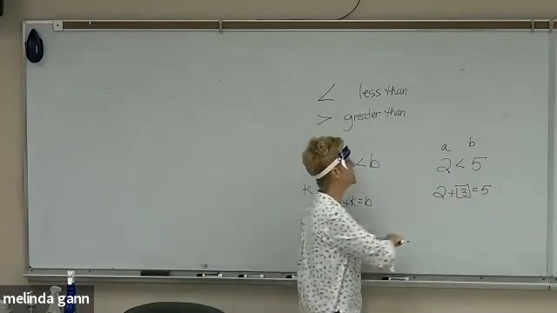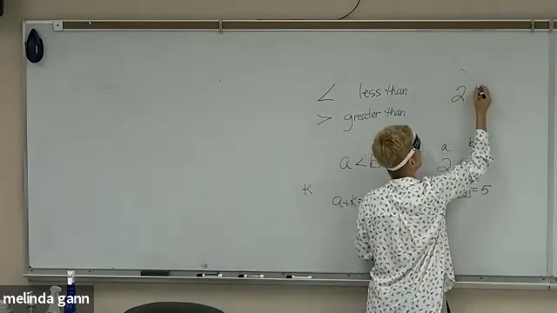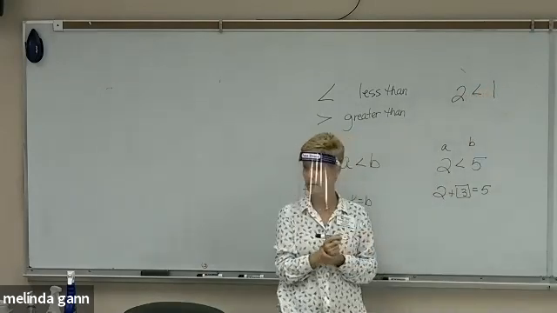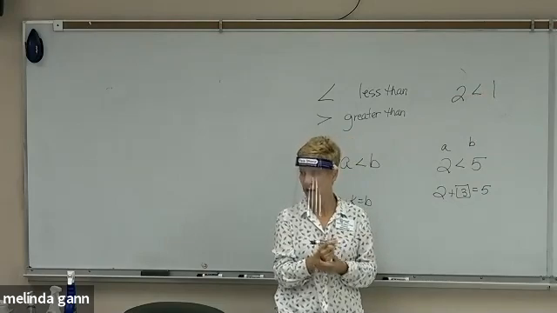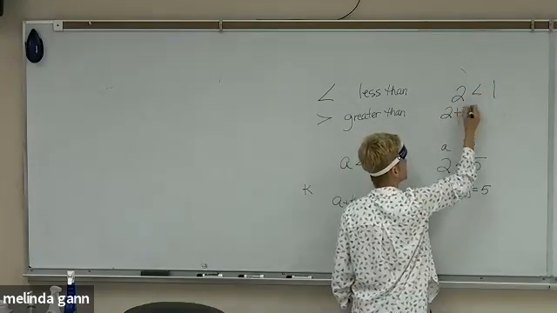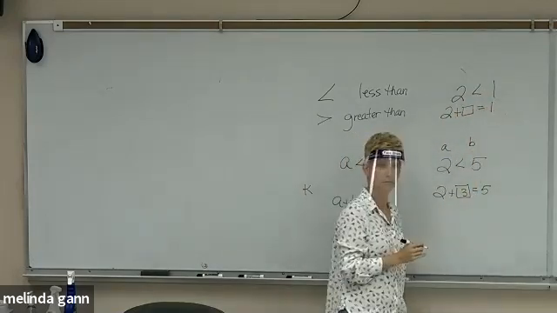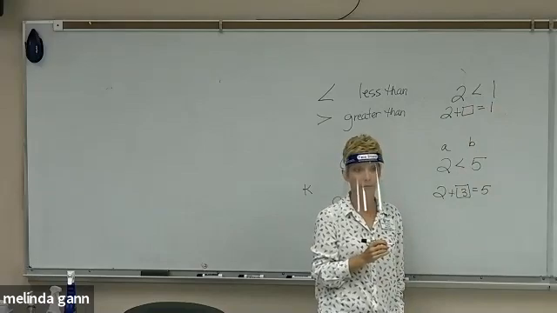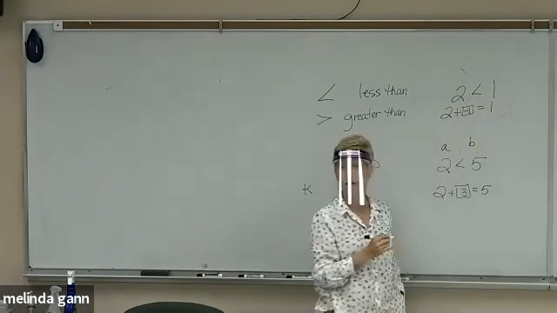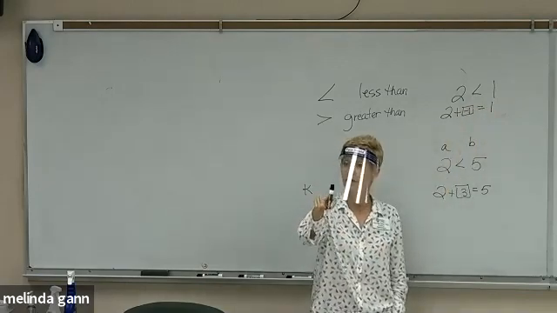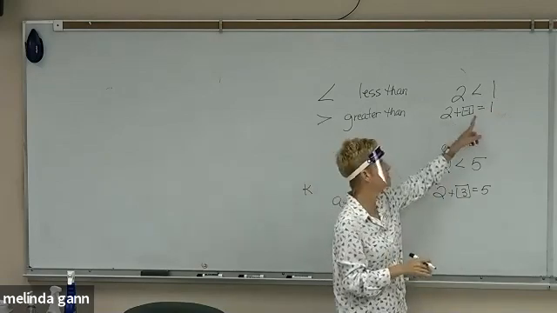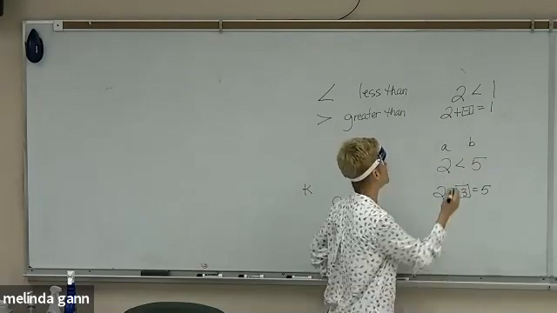Now watch this. Is this true? 2 is less than 1. Is that right? It's not, is it? And here's why it's not right. Is there a number that you can add to 2 that will equal 1? -1, but that's not a what? Natural number. There's not a natural number that you can add to 2 to get what? 1.